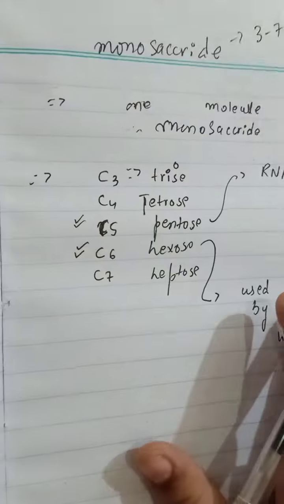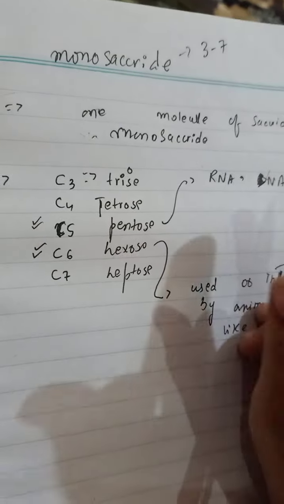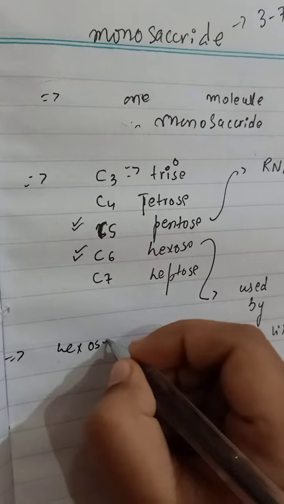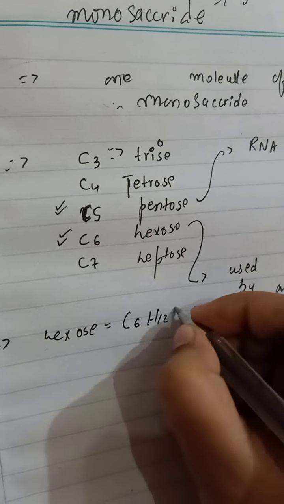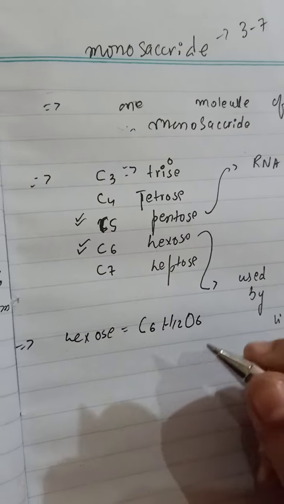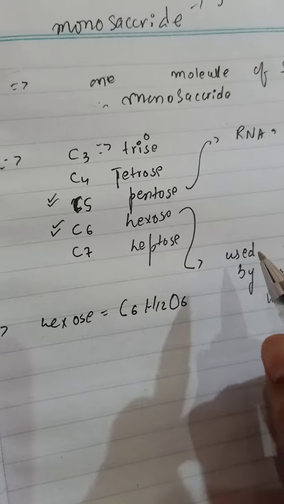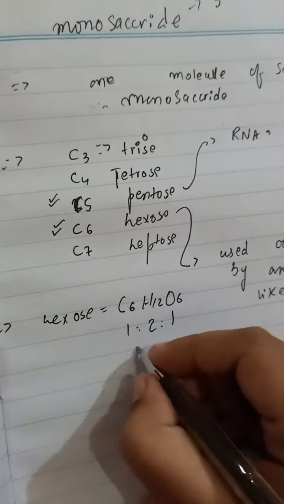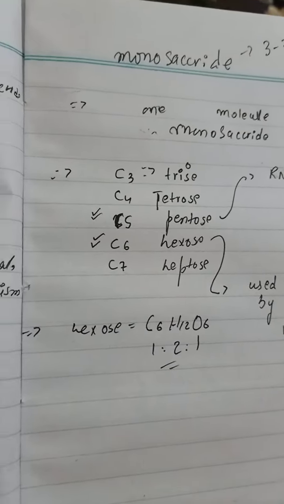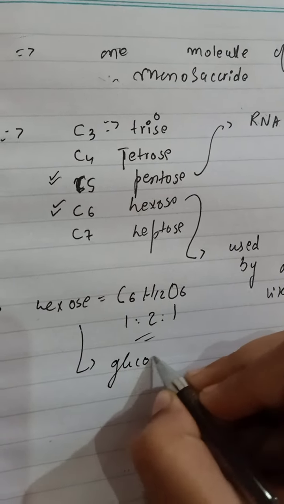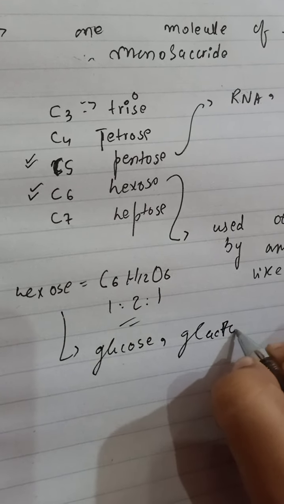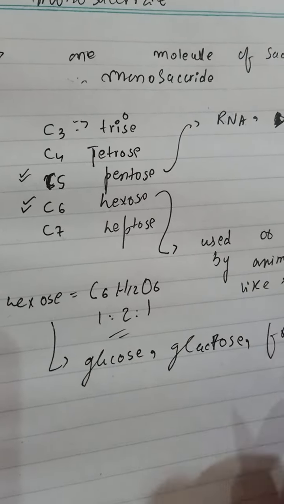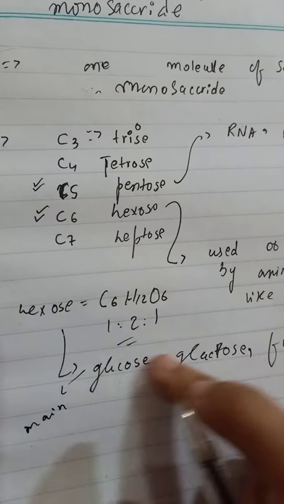Now, just remember that the sugars in RNA and DNA are monosaccharides. Now let's talk about hexose sugar, which is 6 carbon sugar. The formula of hexose is C6H12O6. I told you that carbohydrate formulas have the same ratio, like 1:2:1, and this also has the same ratio. There are 3 types of hexose sugar: glucose, galactose, and fructose. Among these 3, glucose is main.